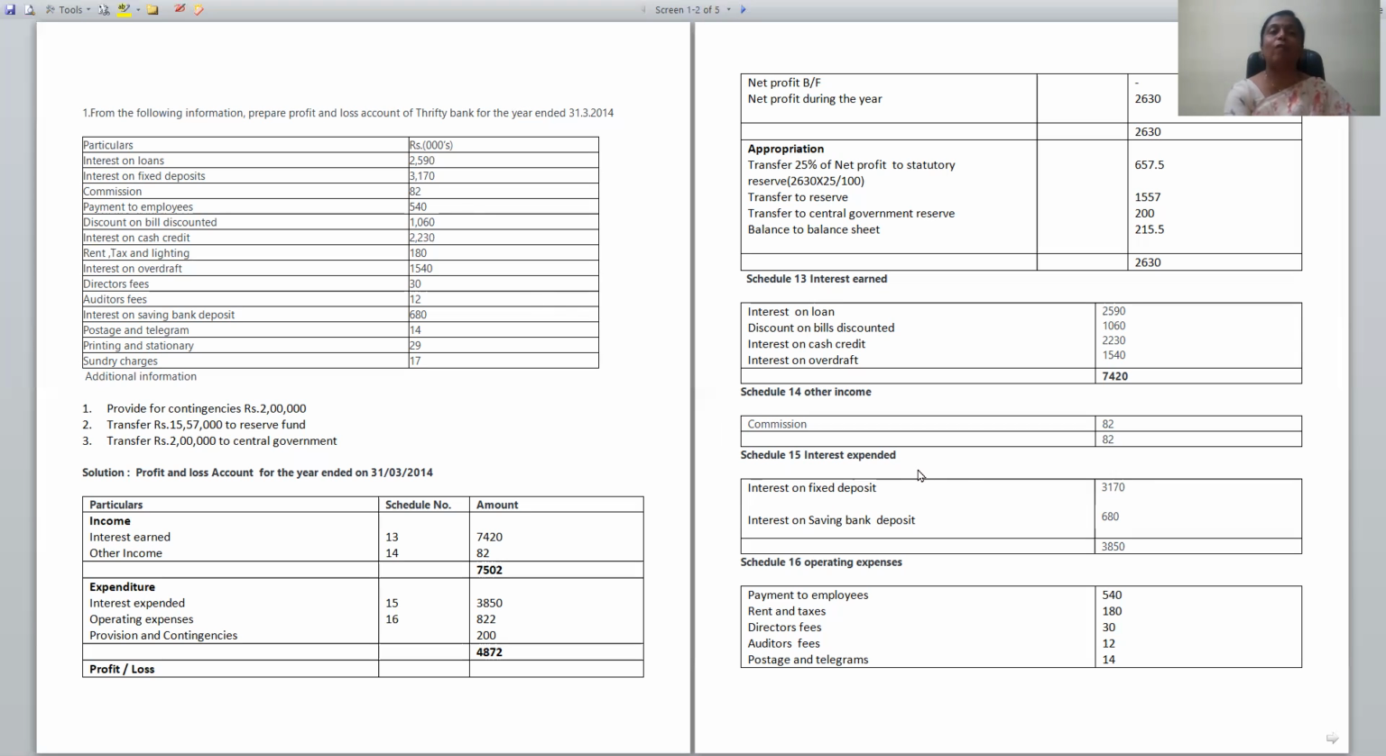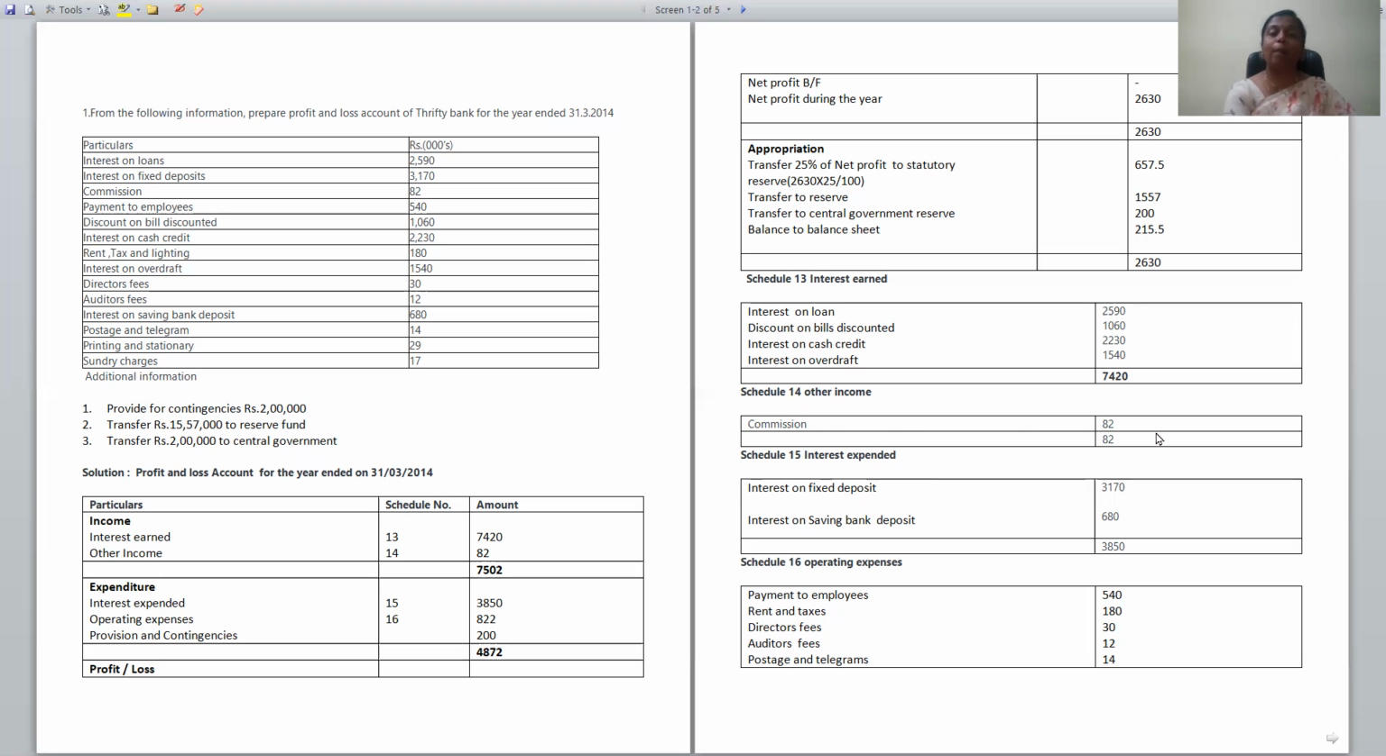So next we have commission. They have not specified whether it is commission received or paid. So anytime there is a commission with no specification, we assume it as commission received. And as it is not in the form of banking activity, this particular commission will come under your other incomes. So schedule number 14, other income, commission 82 rupees is reflected here.